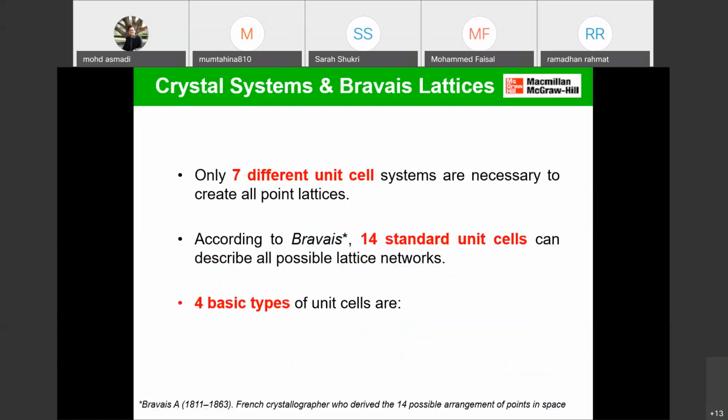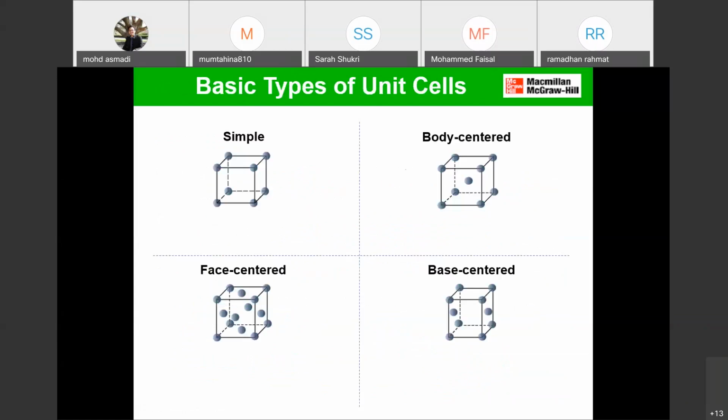This is important. According to Bravais, there are only seven different unit cell systems, and 14 standard unit cells can describe them. The four basic types of unit cells are simple, body centered, face centered and base centered. If you look at here, a simple cubic has eight atoms, at the corners: 1, 2, 3, 4, 5, 6, 7, 8.